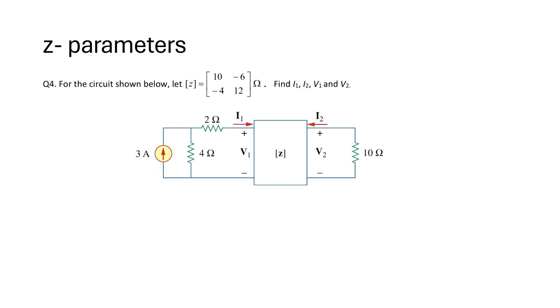Then we move on to question 4, which this time deals with Z parameters. For Z parameters, we have a matrix form: Z is equal to 10, negative 6, negative 4, 12. And from the circuit that we have here, we have to find I1, I2, V1, and V2. To solve this type of question, we have to construct a lot of equations using the substitution method.